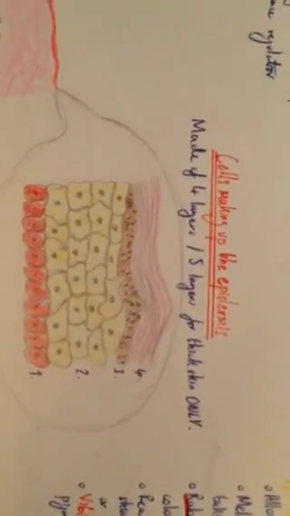So as I was saying, the epidermis is made up of 4 layers, and 5 layers for thick skin only. But just before I go to that, I'm going to come back to this epidermis, dermis and subcutis, because this part I got wrong.